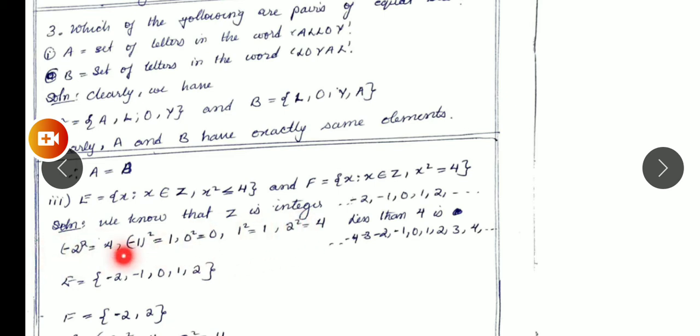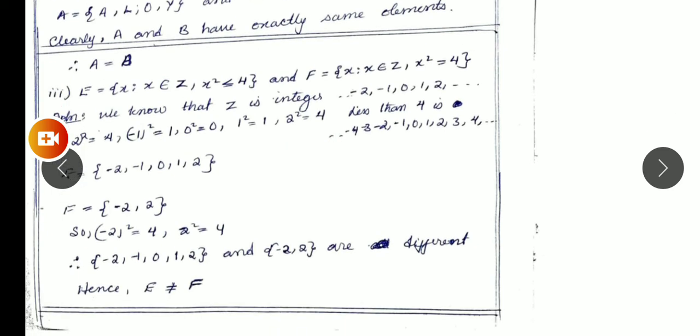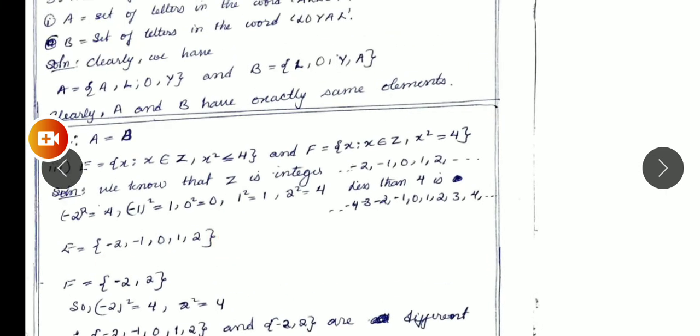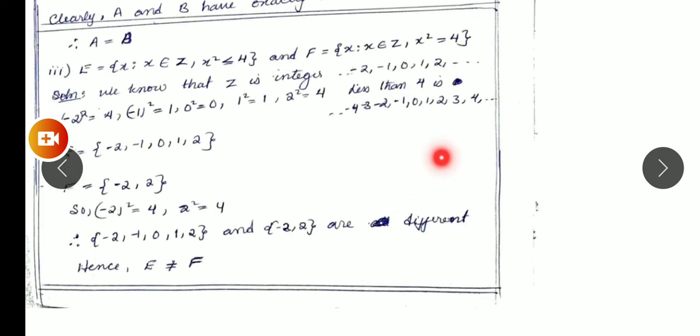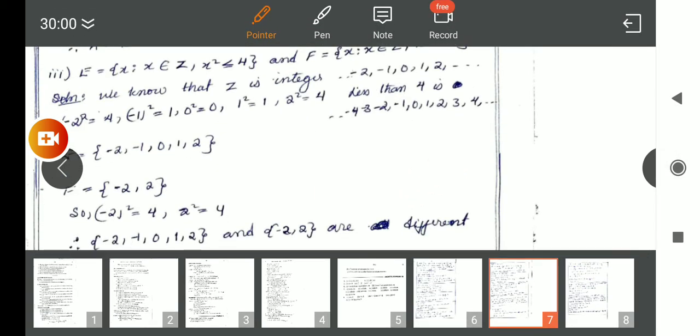So as you compare here, the elements are minus 2 and 2, so this is a different element. Those two sets cannot be equal, because some elements are different, okay?